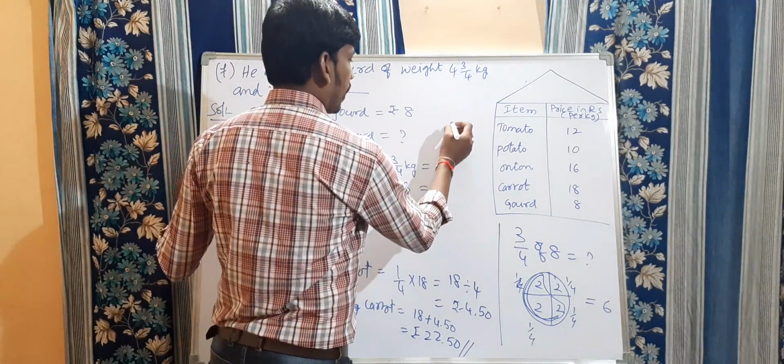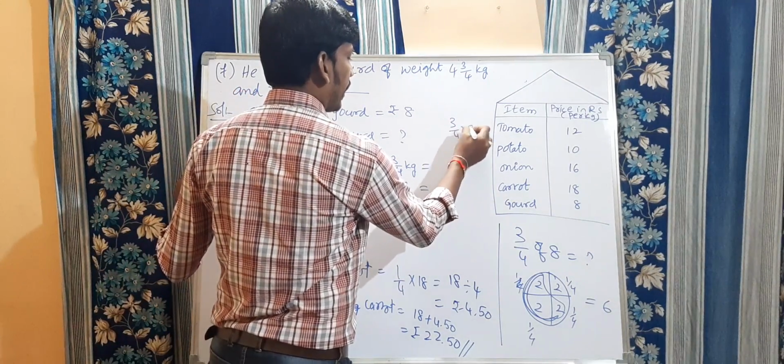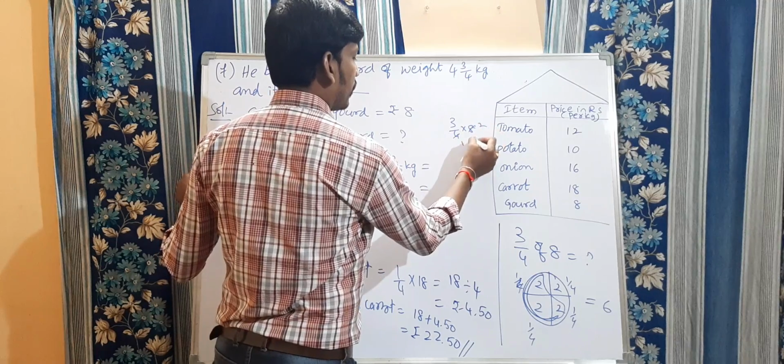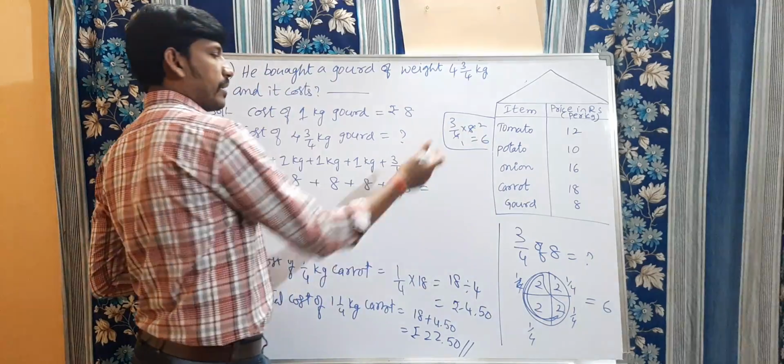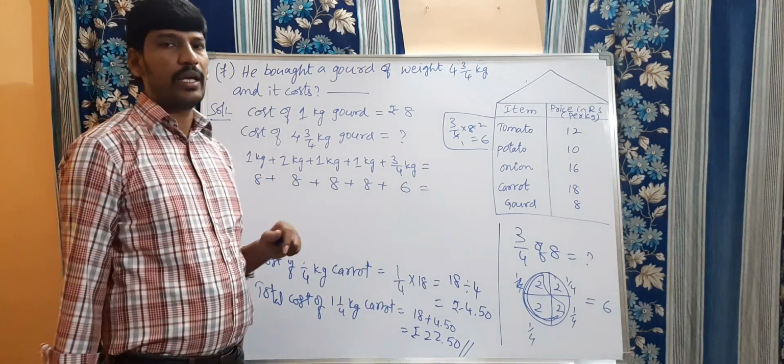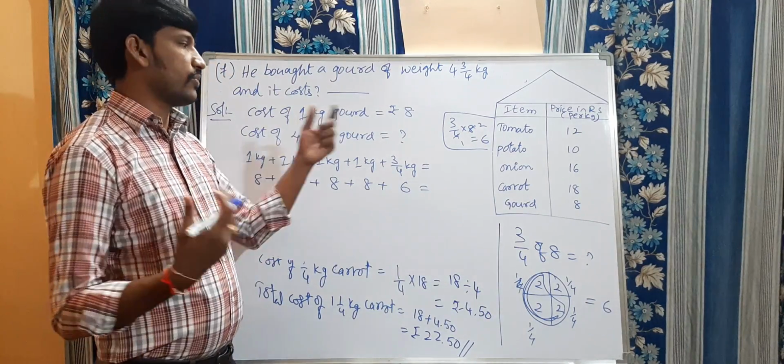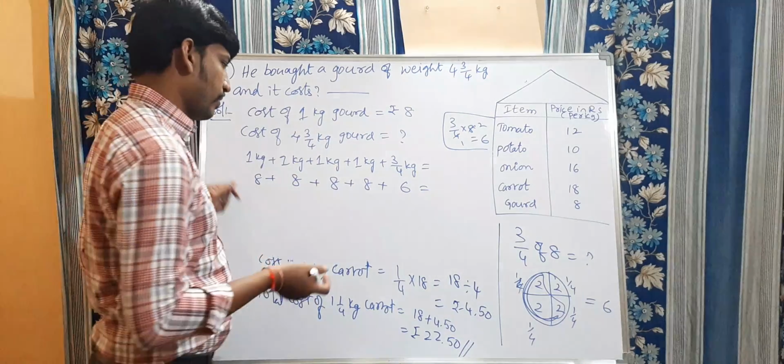Or you can find out here also: 3 by 4 into 8. 4 ones are 4, 4 twos are 8, 3 twos are 6. You can find out like this also. You can find out like this or like this. Your wish, whichever is easy, whichever is comfortable. You can do it. Right?